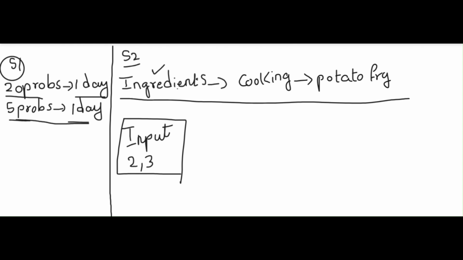Ingredients are also raw vegetables which we can't eat directly. Raw is something which doesn't have any meaning, right? So this 2 and 3 are just individual numbers. As we didn't perform any task here till now, these are just raw materials which don't have any meaning, just two individual numbers. Now, next one is cooking.